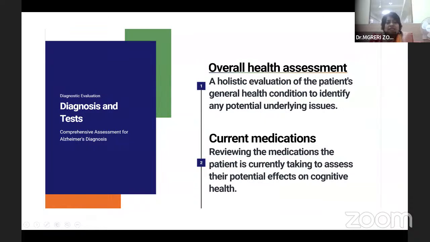So what are all the diagnosis, tests and overall health assessment? As we all know, it is a holistic evaluation of the patient's general health condition to identify any potential underlying issues. Then current medication: reviewing the medication to assess what they are taking, to assess the potential effects on cognitive health.